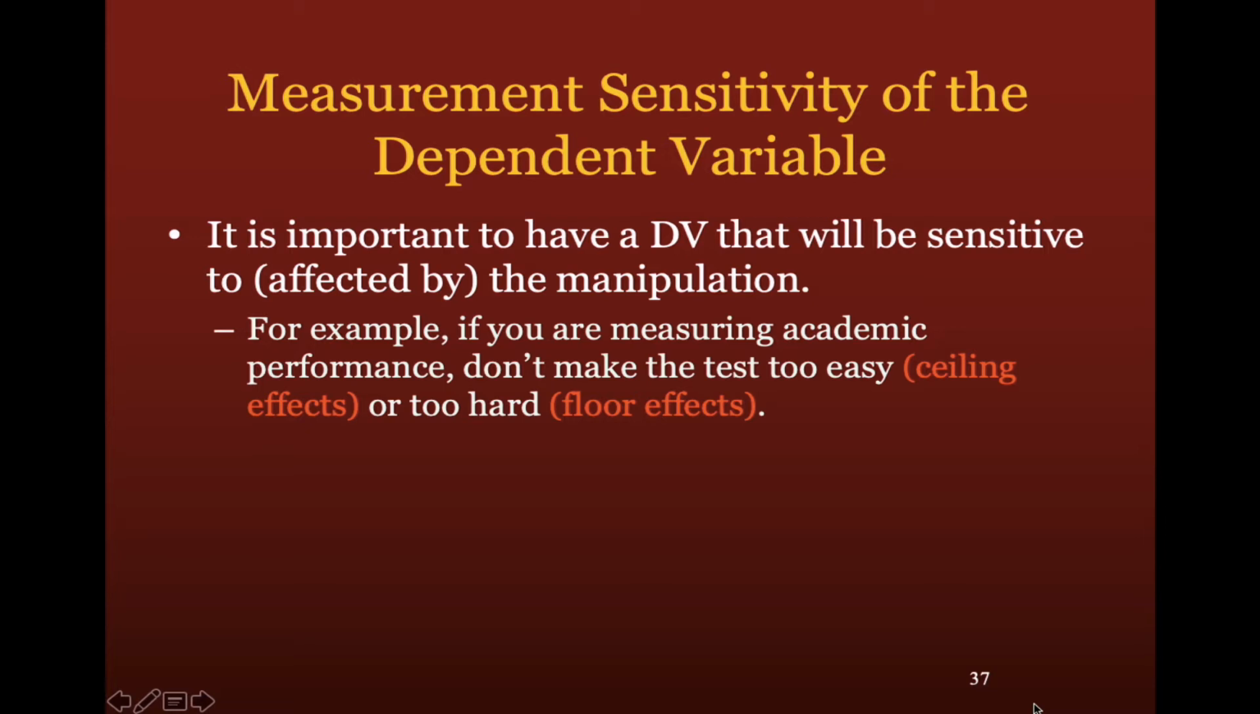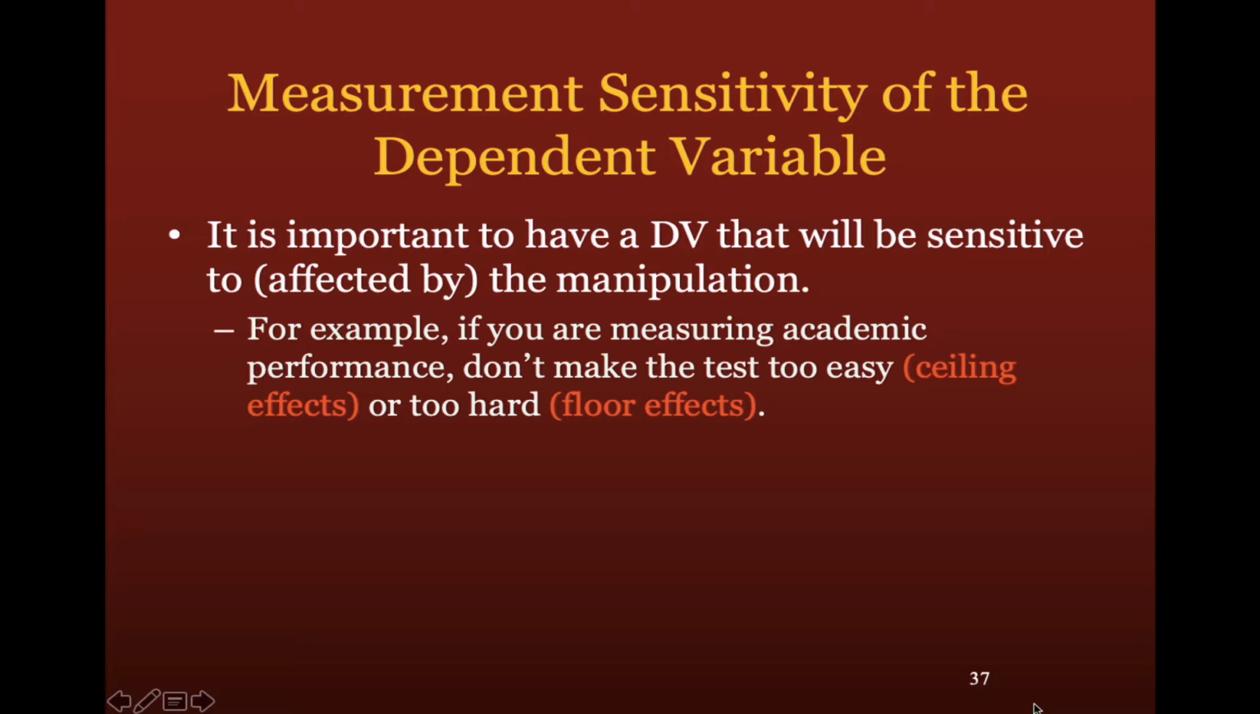So let's say, for example, we're trying to measure academic performance, but we make the test that we're trying to use as our assessment of performance too easy, so that regardless of what condition they're in, they all ace the test. Or you make it too hard, where regardless of what condition they're in, everybody fails the test. Those aren't helpful because what you want to have is a lot of variability on your dependent variable. You want some people to do well, some people to do poorly, and you want the differences between the people who did well and the people who did poorly to be the result of your manipulation.